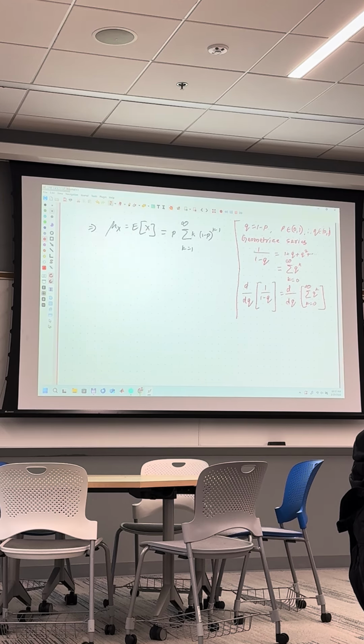Can anybody tell me what is d over dq of 1 over 1 minus q? What is the derivative of 1 over 1 minus q with respect to q? You remember from Calc 1? It is 1 over (1 minus q) squared. So this is the derivative of 1 over 1 minus q.